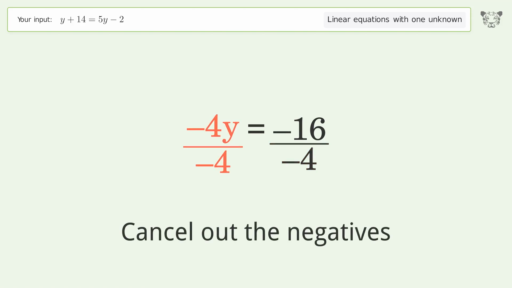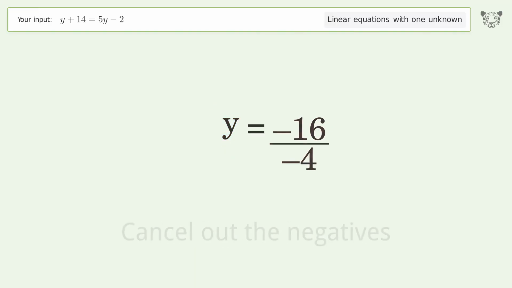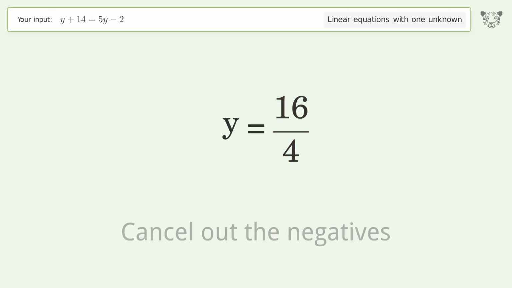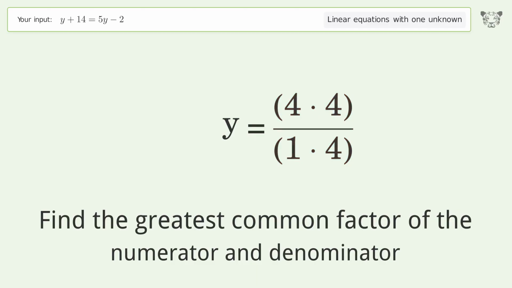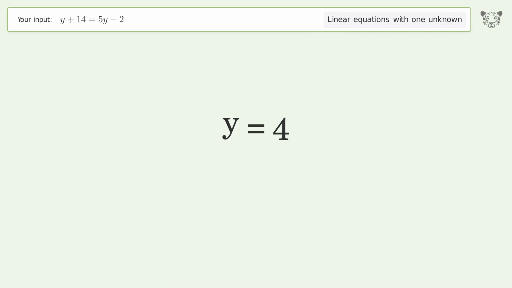Cancel out the negatives. Simplify the fraction. Cancel out the negatives. Find the greatest common factor of the numerator and denominator. Factor out and cancel the greatest common factor. And so the final result is y=4.